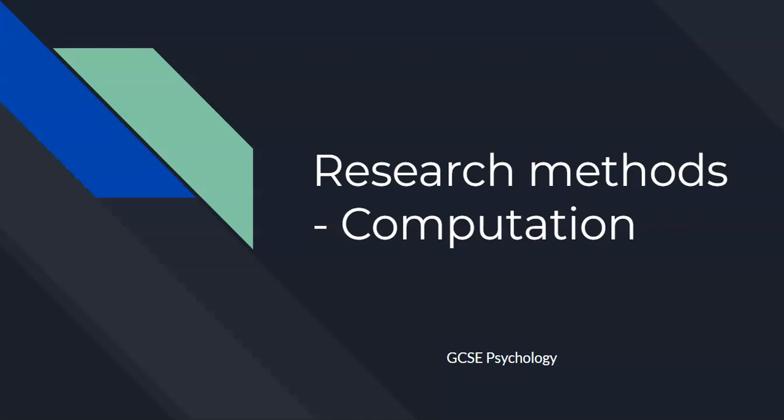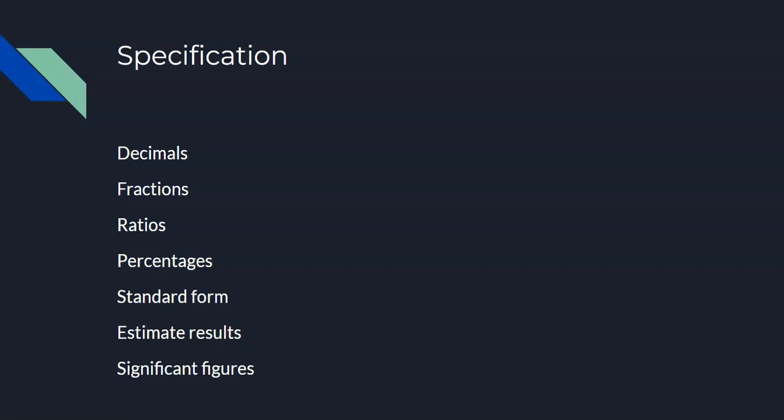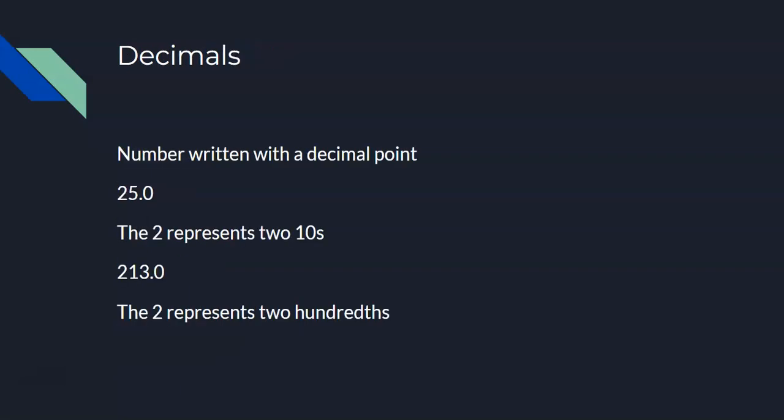This video is going to look at computation in research methods. So when we're talking about computation, we're looking at how to work things out. So we're looking at decimals, fractions, ratios, percentages, standard form, how to estimate results, significant figures as well. So when we're talking about decimals, we're talking about any number that's written with a decimal point.